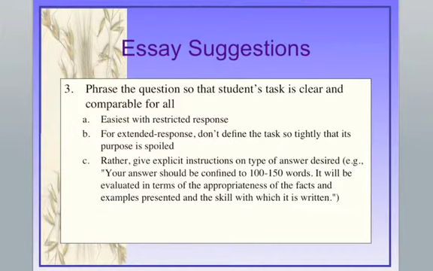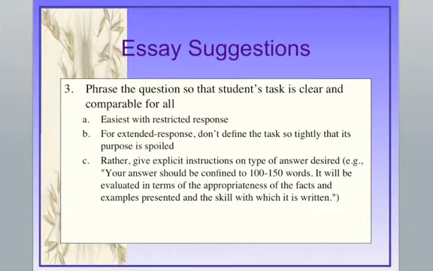Try to phrase your question so that the student's task is clear and it's comparable for all, meaning all students. This is easiest, again, of course, with restricted response essays. You can be very specific: list 3 viable causes of the Civil War and why they led to the set of events that happened. Talking about Edison's earlier experiments, list 3 failures and what he learned from those failures, for example. That would be restricted response essays.